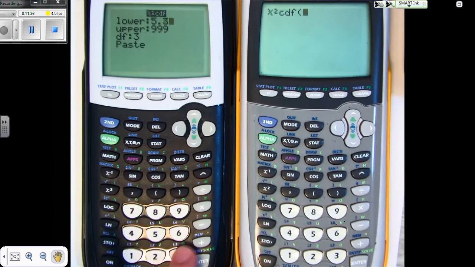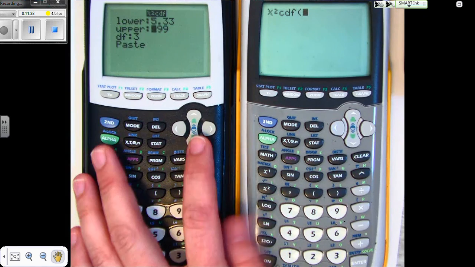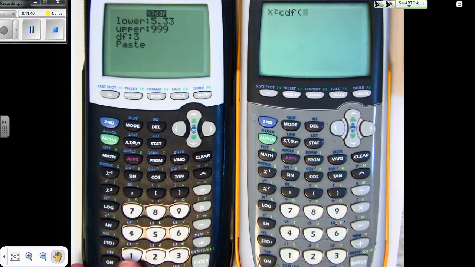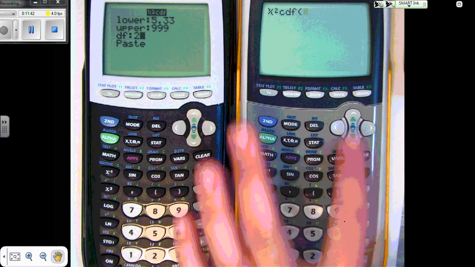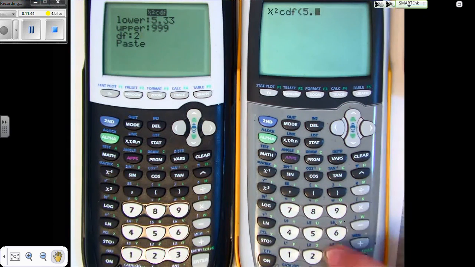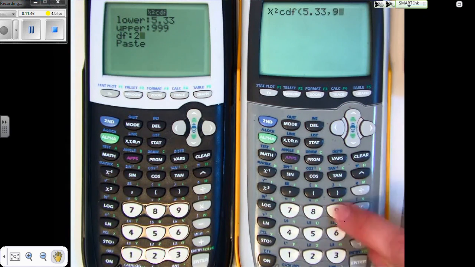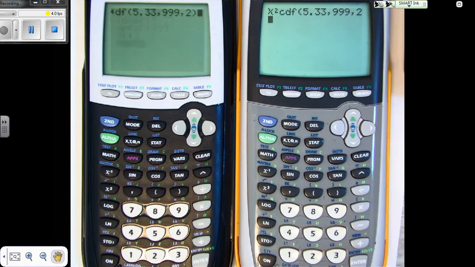I'm going to say 5.33 is my lower bound. My upper bound is 999. This time I have a degrees of freedom of 2. The older calculators, you type it in with parentheses. Okay? And again, once you hit paste on here, it pops up with the exact same thing. So there is our p-value, which it is small, but is it small enough? Not according to our alpha, so that's interesting.